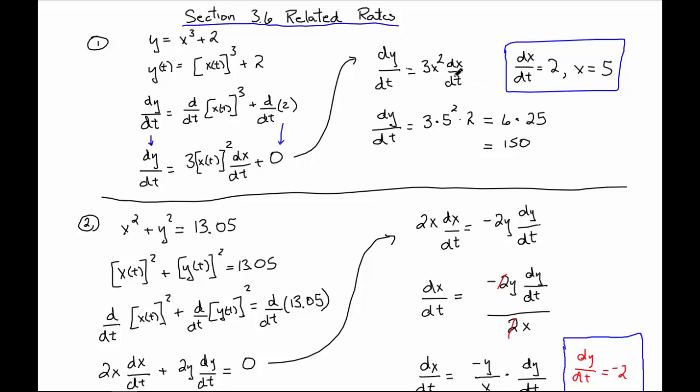At that point, you look to see what information was given, and what was given is dx dt is 2, that rate of change, and this is when x is 5. So at that point, you simply plug in the numbers and things are easy, and you get 150.